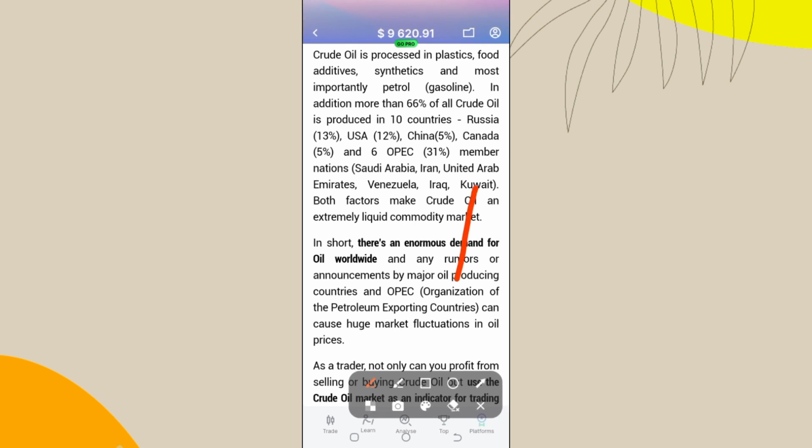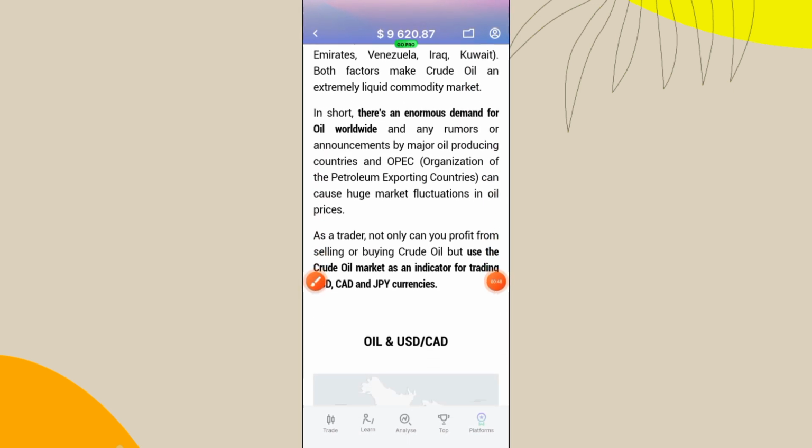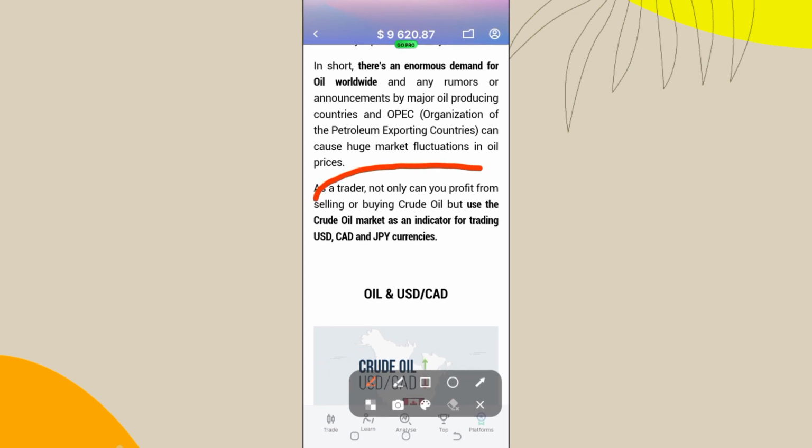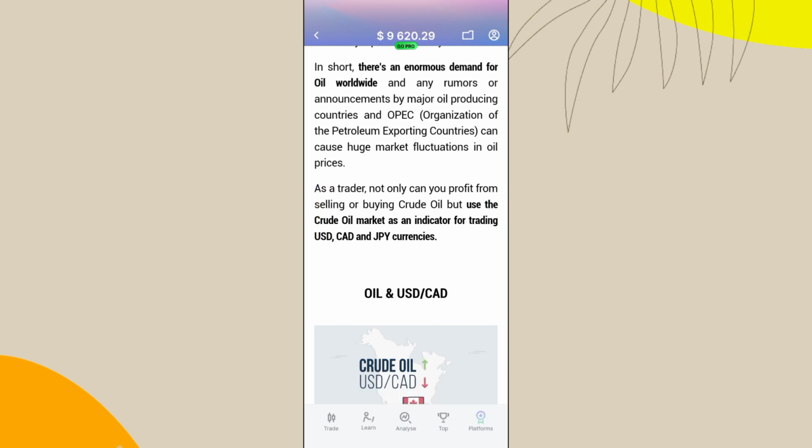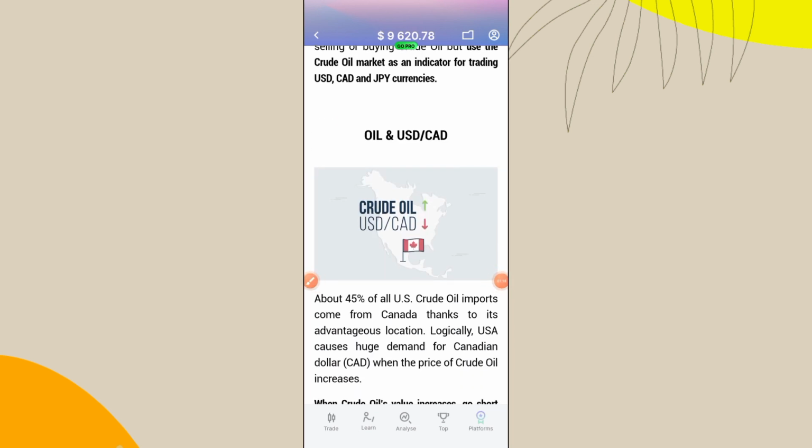So we need to look at this, which I have just read. As a trader, not only can you profit from selling and buying crude oil, which you can also do, as I'm going to show you on a chart, both on MT5 or MT4 and on TradingView, but also use the crude oil market as an indicator for trading USD CAD and JPY currencies. I'm going to show you this on a chart. Let me begin here with oil and USD CAD.